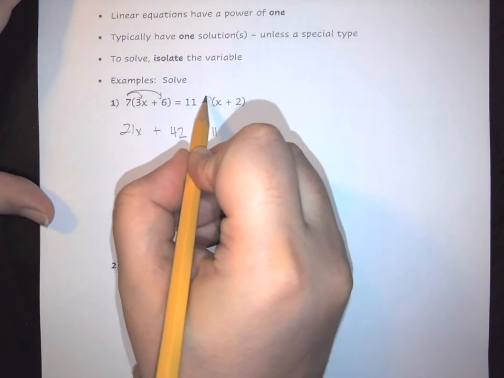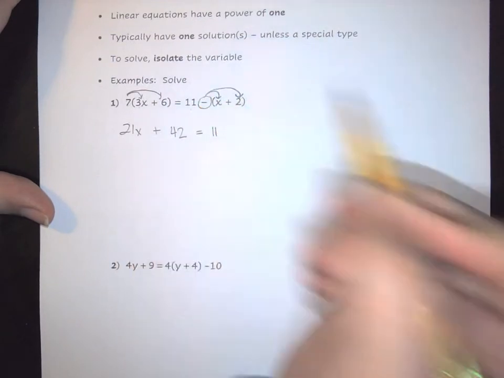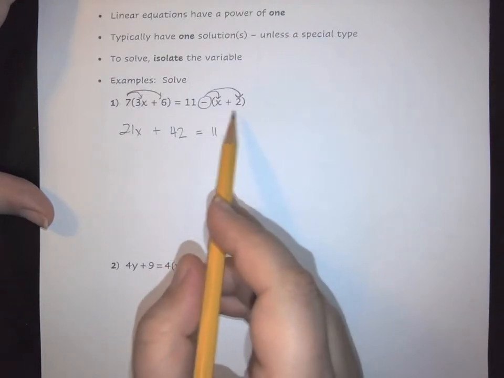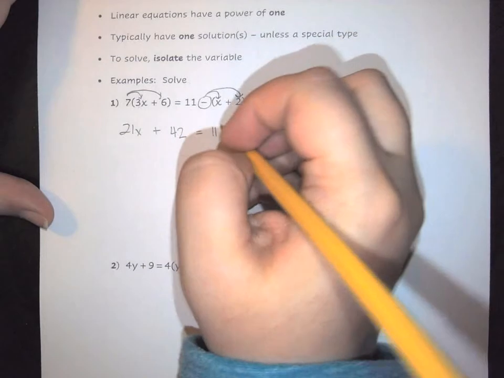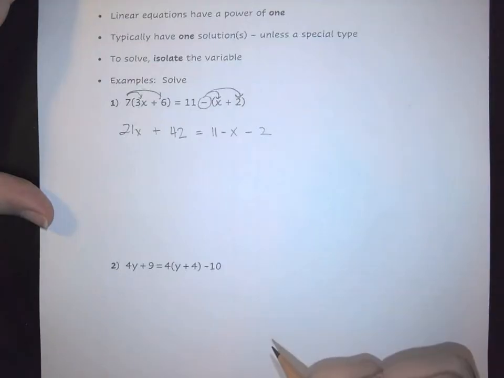And this minus sign then has to be distributed into this back parentheses here, again meaning multiply. So this means my parentheses here is going to change your sign. So this becomes minus x minus 2.